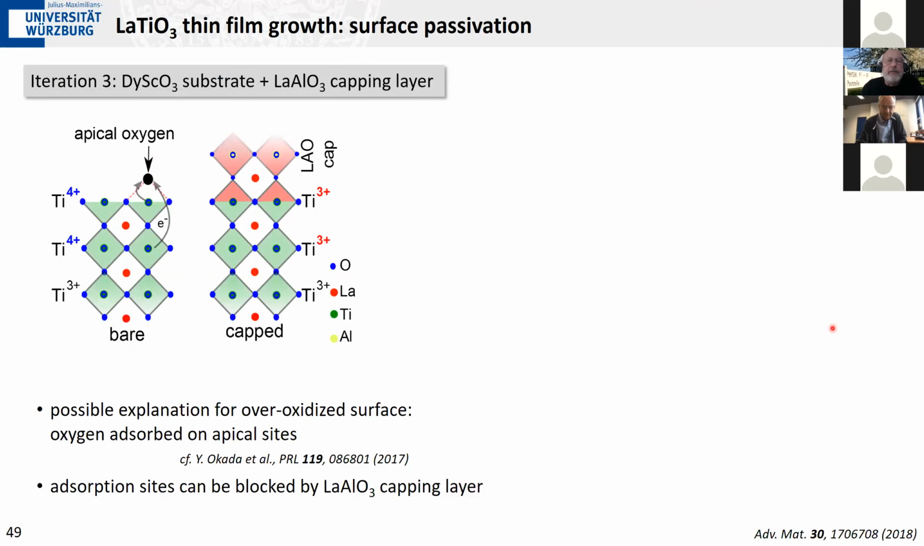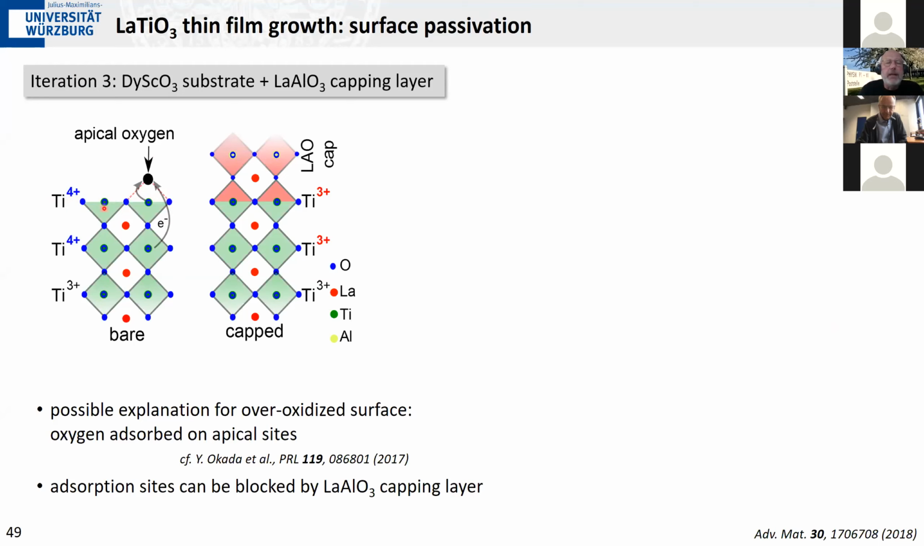And the picture that we have here, and that's very consistent with a lot of studies that we have done recently on other perovskite systems as well, is the following. From the growth that we have done, we start with a titanium oxygen terminated substrate layer, or in our case, it's the dysprosium scandate with a scandium oxygen terminated layer. Then you start growing the LaTiO on top. And then, in principle, you end up with this titanium oxygen layer of the LaTiO.